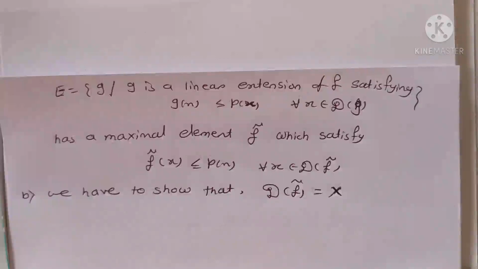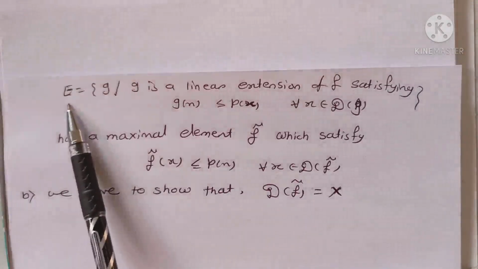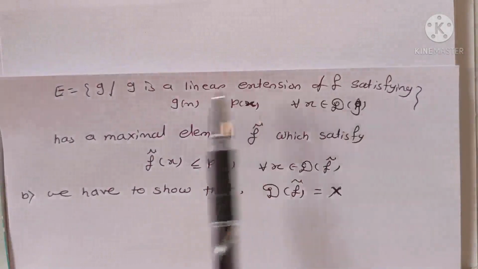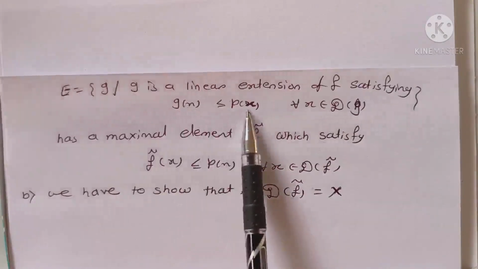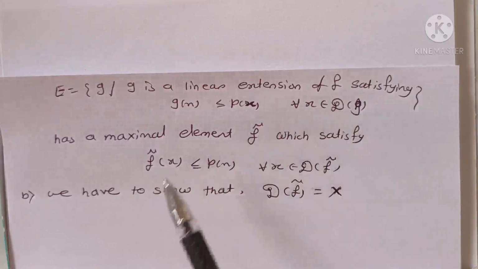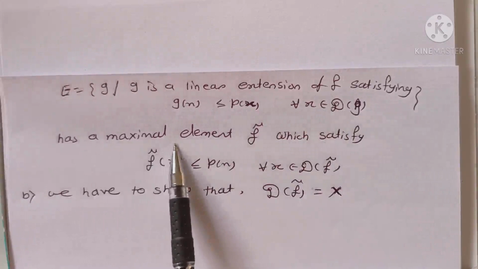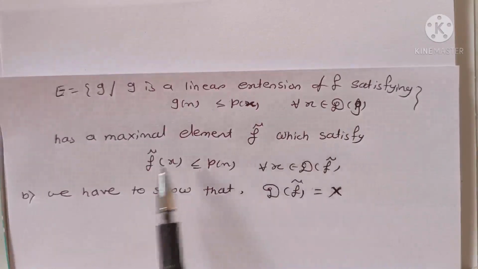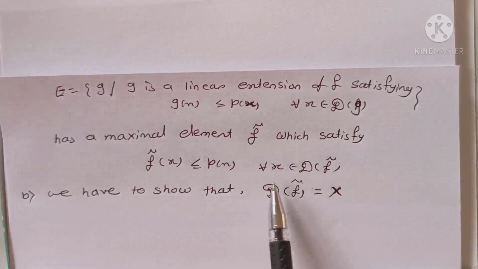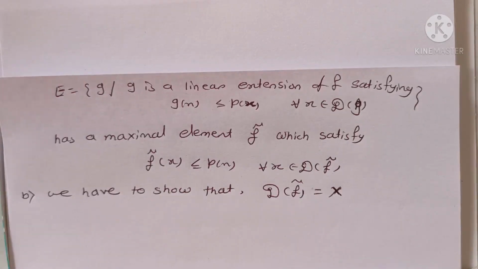Now in the first part we show that the set, we define the set capital S of all the linear extensions f of g satisfying the condition that g of x is less than or equal to p of x for all x belonging to the domain of g, has a maximal element f tilde which satisfies the condition that f tilde of x is less than or equal to p of x for all x belonging to the domain of f tilde. We prove it in the first part.